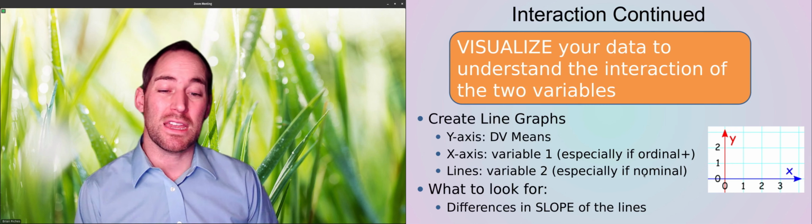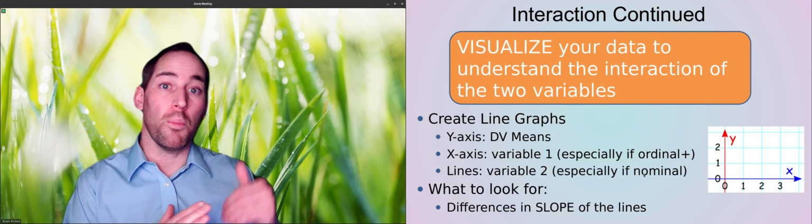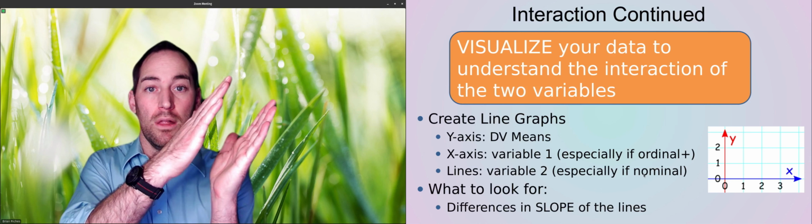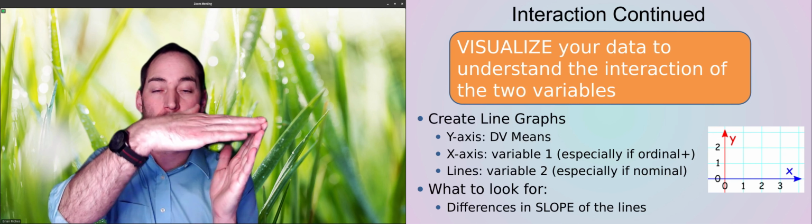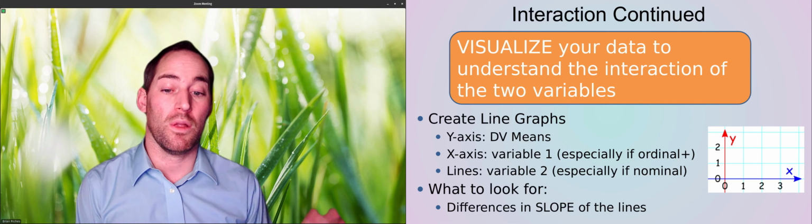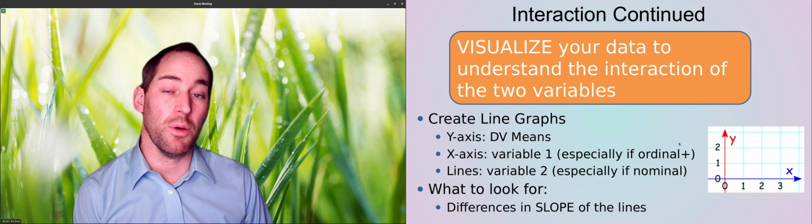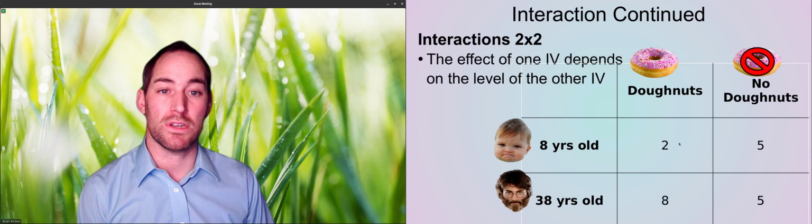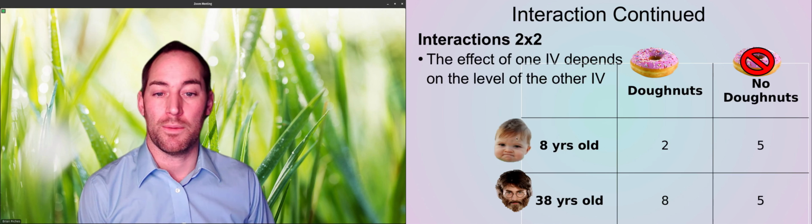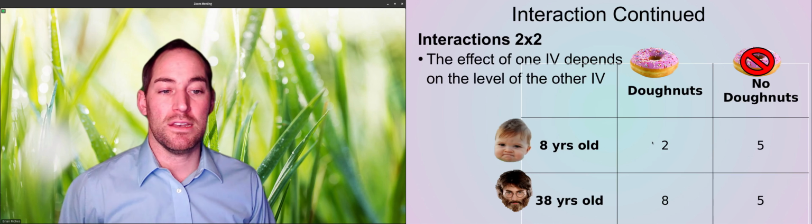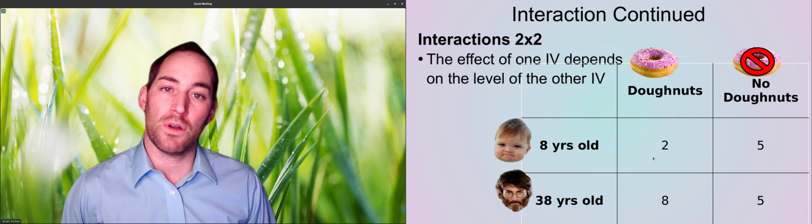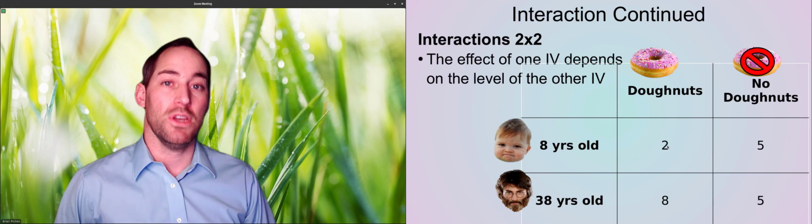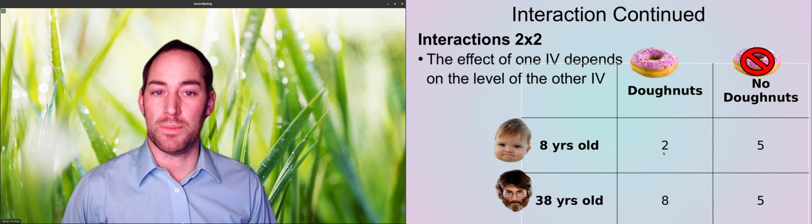And then you check, is there a difference in the slope of the line? Are they parallel? Are they crossing? Are they coming to a point? If there's a difference in slope, it says there's an interaction. So let's get some data here. The 8-year-olds, they ate donuts. And the 8-year-olds who ate donuts only made 2 Lego creations in the 15 minutes.